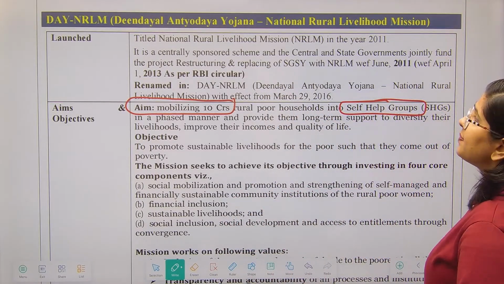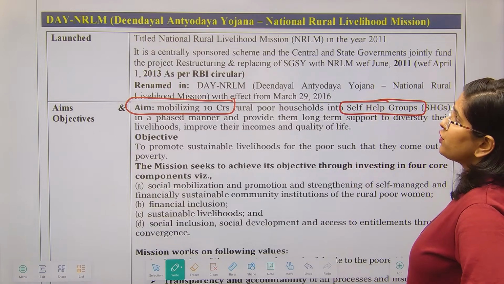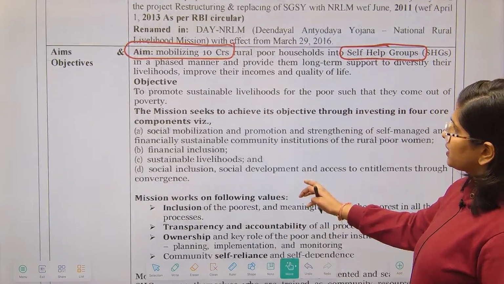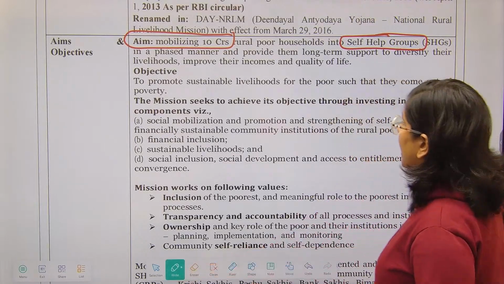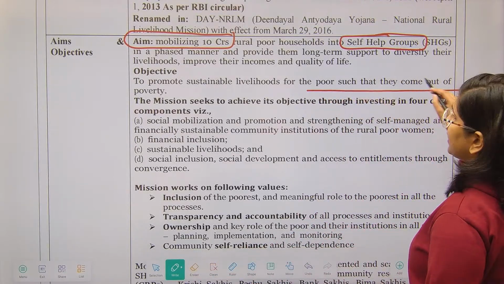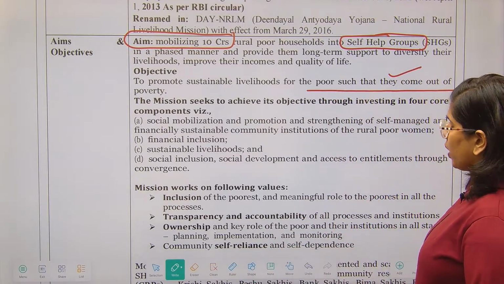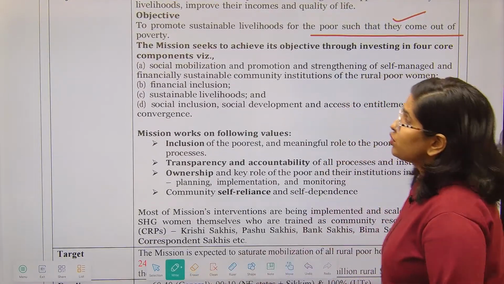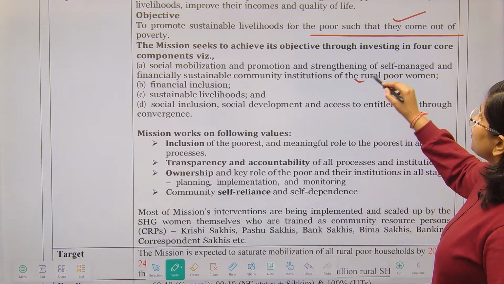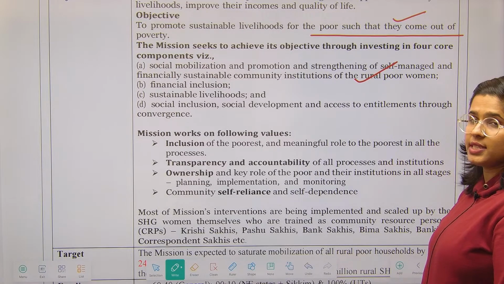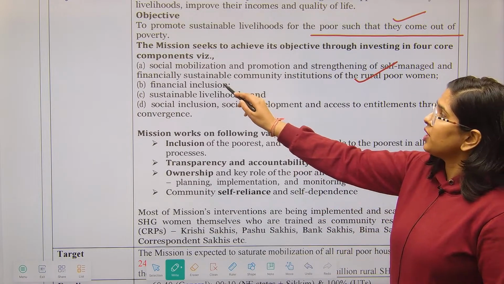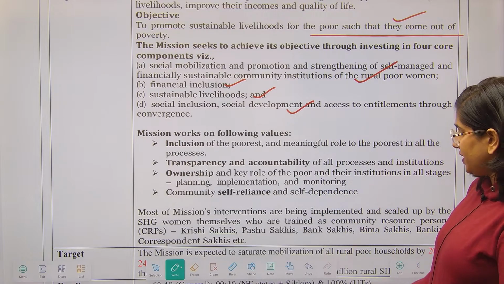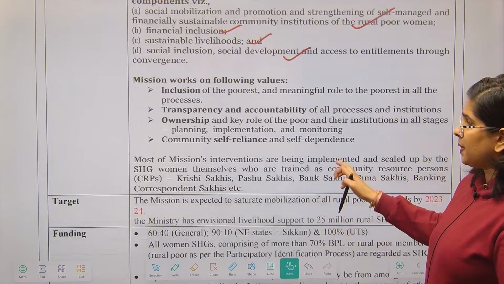Now let us see this. So it has been titled as National Rural Livelihood Mission, right? What is the objective of this particular scheme? To promote sustainable livelihoods for the poor, so that they come out of poverty. Now what does the mission seek to achieve? It seeks to achieve social mobilization and strengthening of self-managed, financially sustainable community, financial inclusion, livelihoods, social inclusion. These are all of its aims.